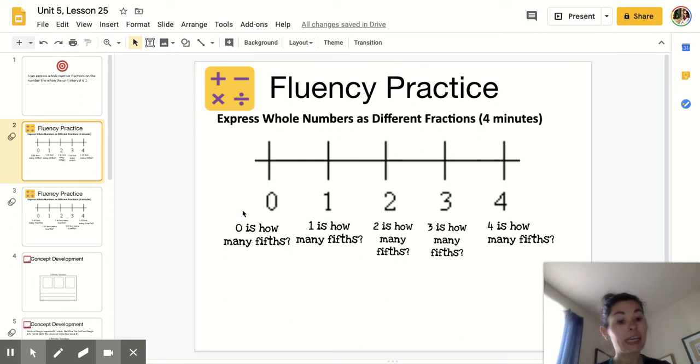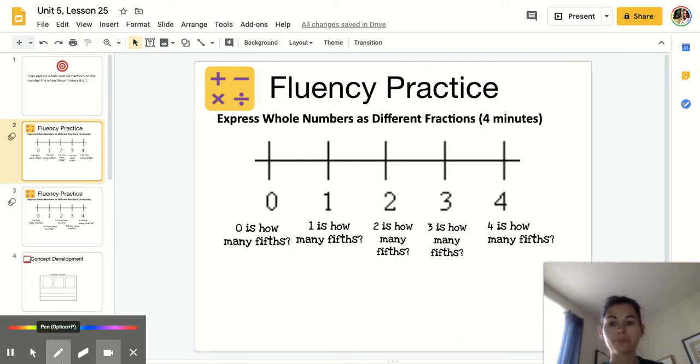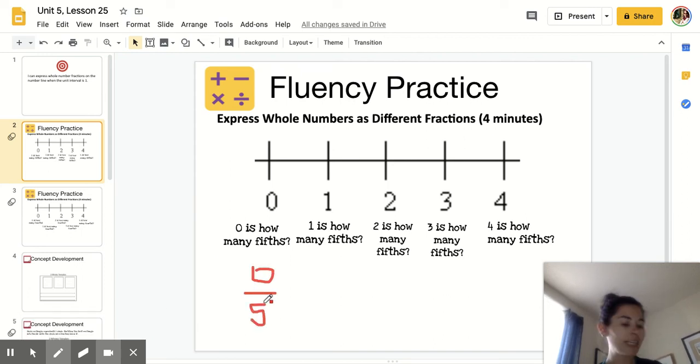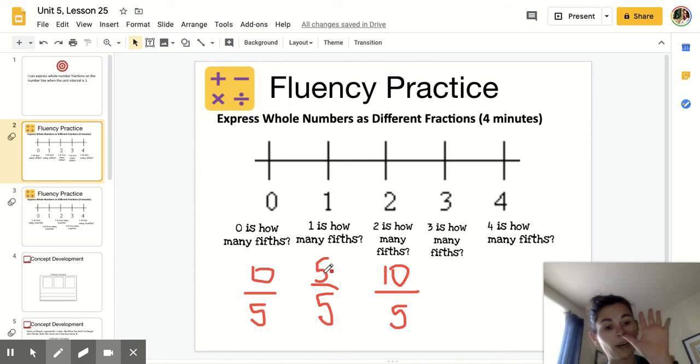How many fifths is 0? Exactly, 0 is equal to 0 fifths. How many fifths is 1 whole? 1 whole equals 5 fifths. How many fifths is 2 wholes? 2 wholes is equal to 10 fifths. If you're struggling here, you might think 1 whole, 5 fifths, times 2, or 5 fifths plus 5 fifths. Both would equal 10 fifths.